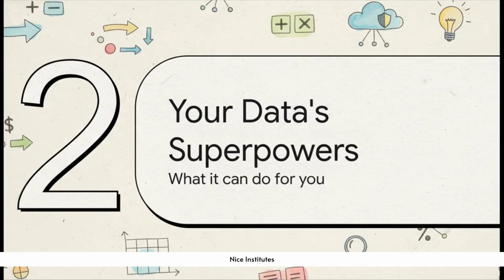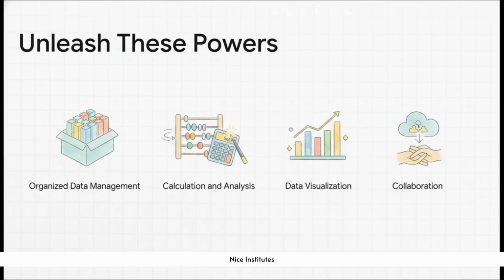Okay, so we know what it is. It's a grid of cells. Big deal, right? Well, this is where it gets really cool. This is where we talk about those superpowers I mentioned. This is what makes a spreadsheet so much more than just a boring old table. We're talking about 4 main powers you can unleash. First, just getting all your data managed and organized. Second, doing instant calculations and analysis. Third, creating really clear visual charts and graphs. And last but not least, seamless collaboration. Let's take a quick look at each one.